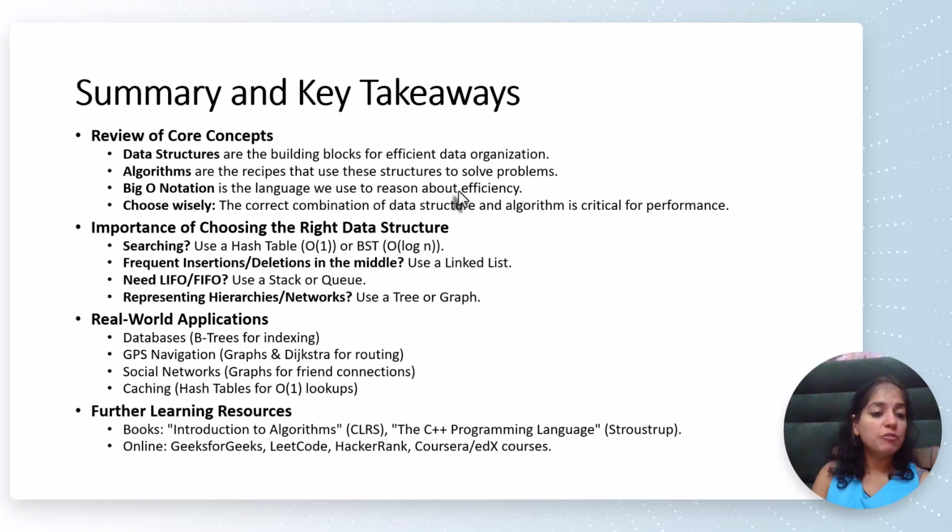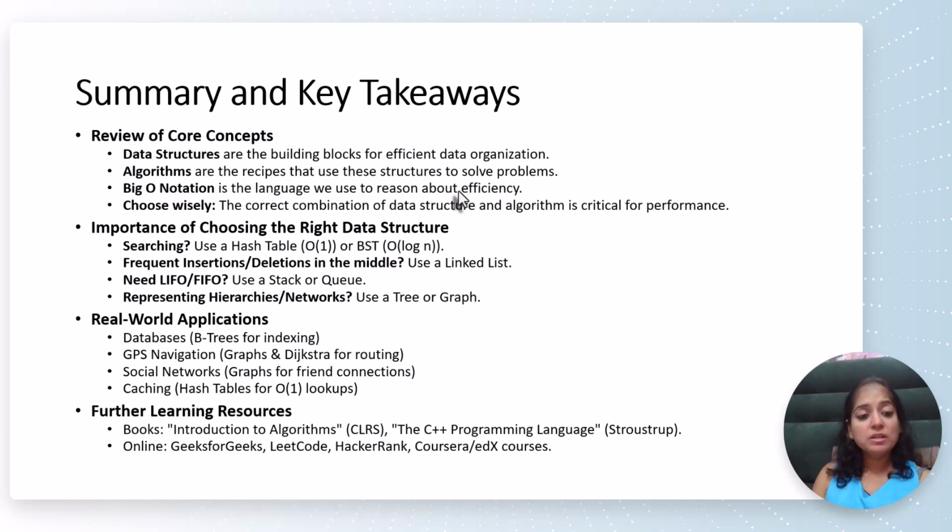you can check on all the operations. If you have to perform fast searching, you should use a BST or a hash table. If you need to perform frequent insertion and deletion in the middle, you should use a linked list. If you need to perform operations like FIFO or LIFO, you should use a stack or queue. If you need hierarchies or networks, you should use trees or graphs. So it depends on which type of problem you are solving, and accordingly you should choose your data structure.